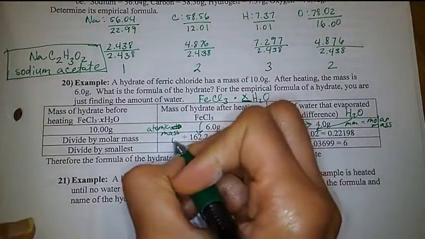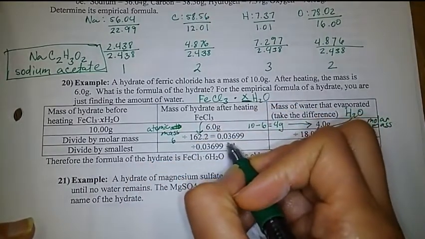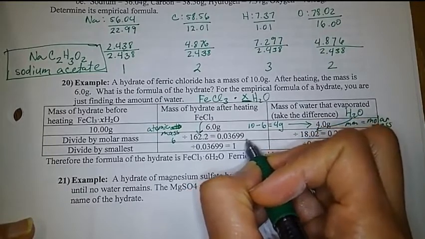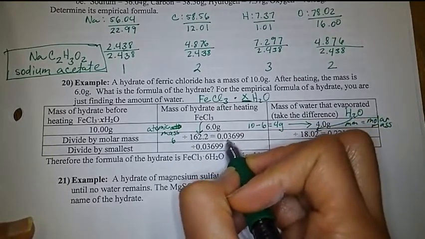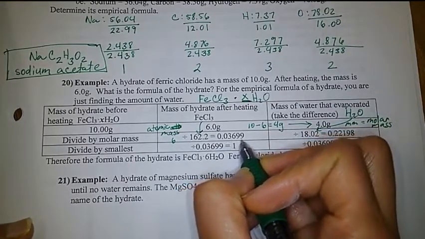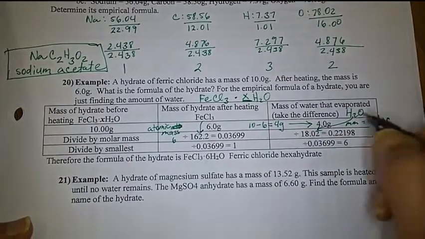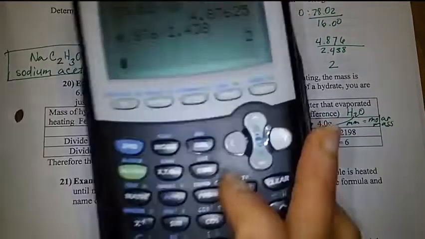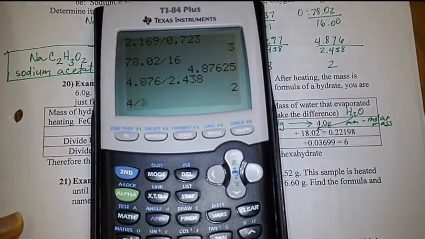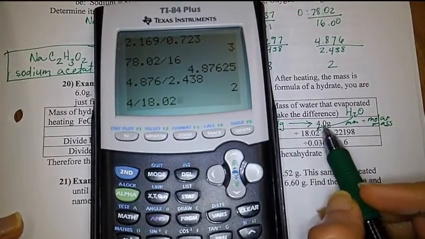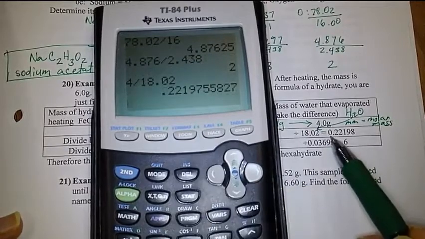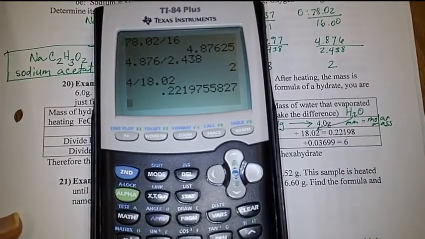So it should give you a number, 0.03699. In this case, I took more than 3 decimal places only because there's a 0, so I decided to take a little bit more, and that's fine. And then I'll do the last one with you. It's actually for water, which is 4 divided by 18.02, because I'm taking this mass divided by this. And that's the number that I have. It is 0.22198 that I get.